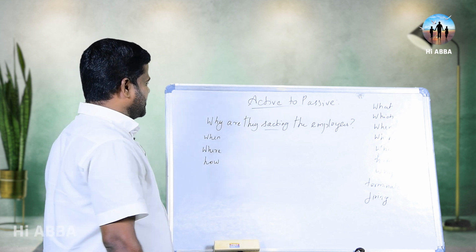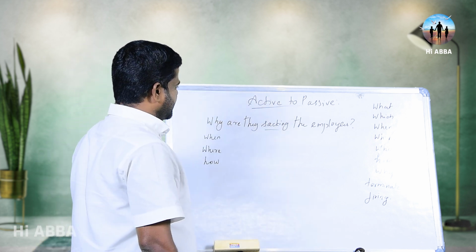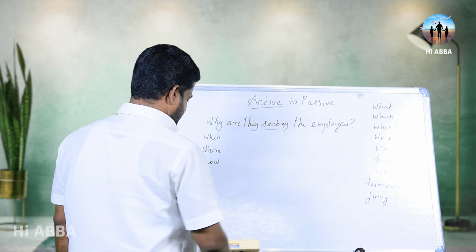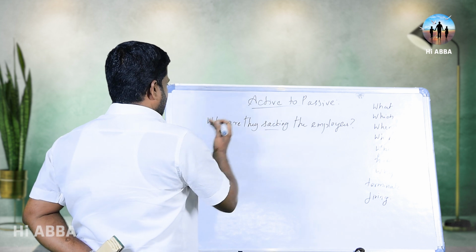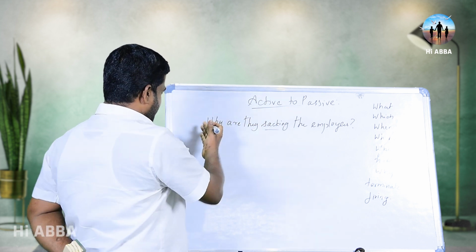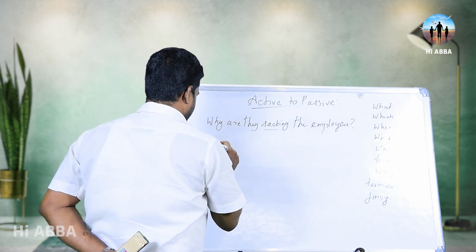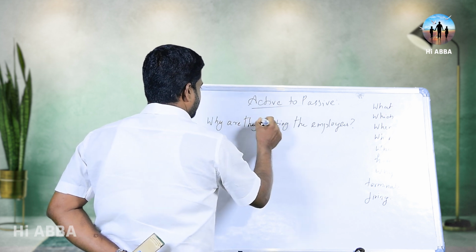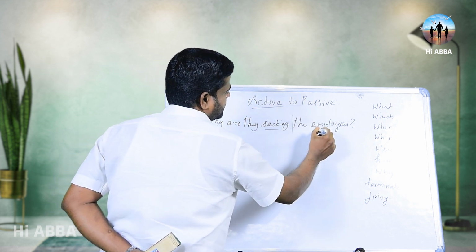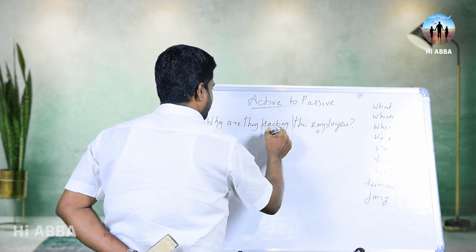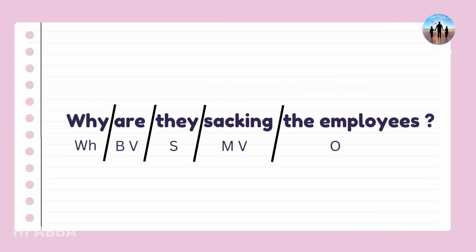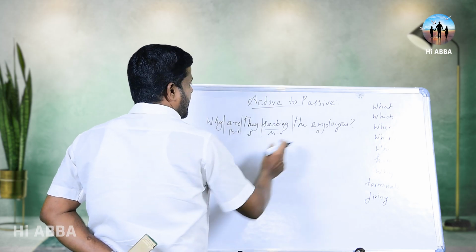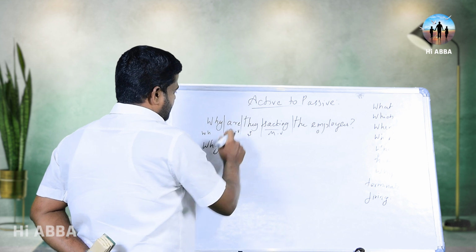Now how to change this interrogative sentence, WH question, into passive voice? We will see the example and also the answer now. The WH question word will come as it is. Why? Now again we will have to split the sentence pattern. Sacking is the main verb. Are is the be form verb. Why is the WH question form. They is the subject.